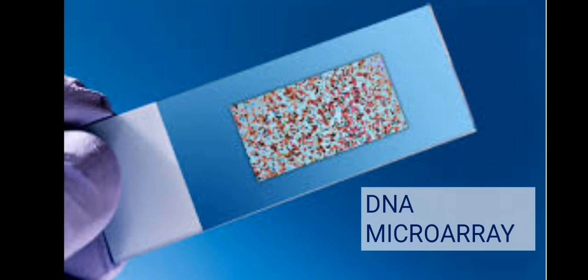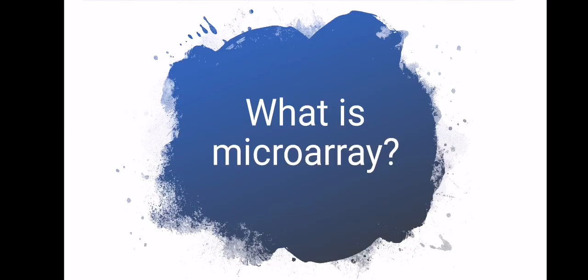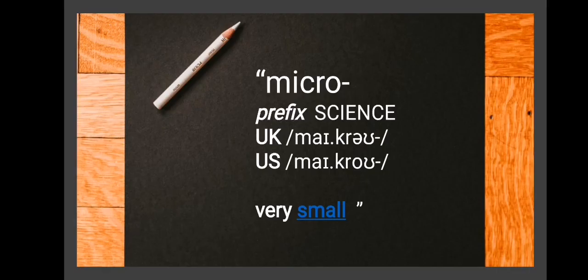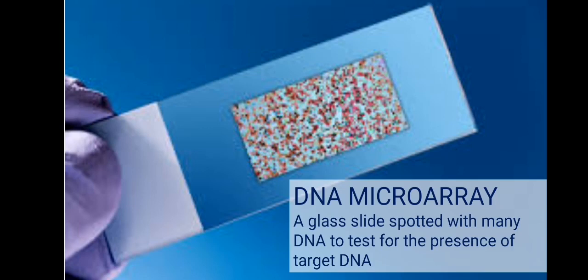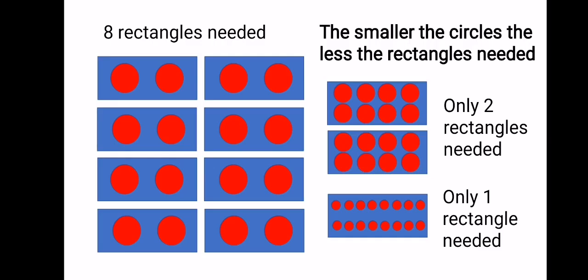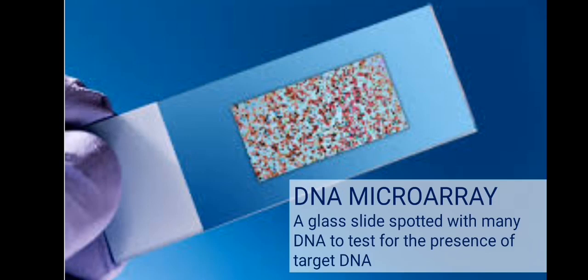So what actually is a DNA microarray? According to the Cambridge Dictionary, micro means very, very small, and array means a large number of products of similar types. So a DNA microarray is actually a glass slide spotted with many DNA to test for the presence of target DNA. Basically, on the same slide, there are many spots that can test for different DNA.